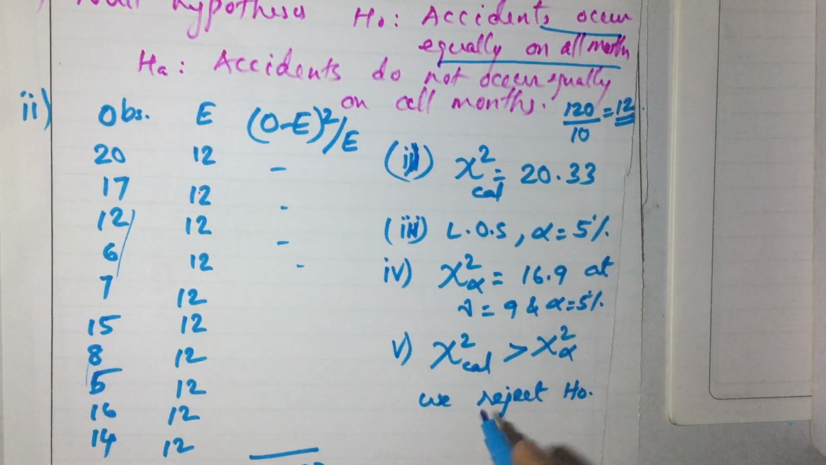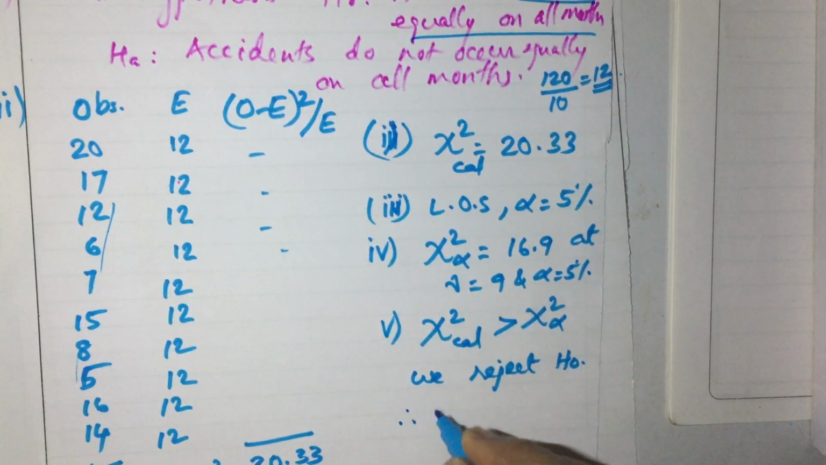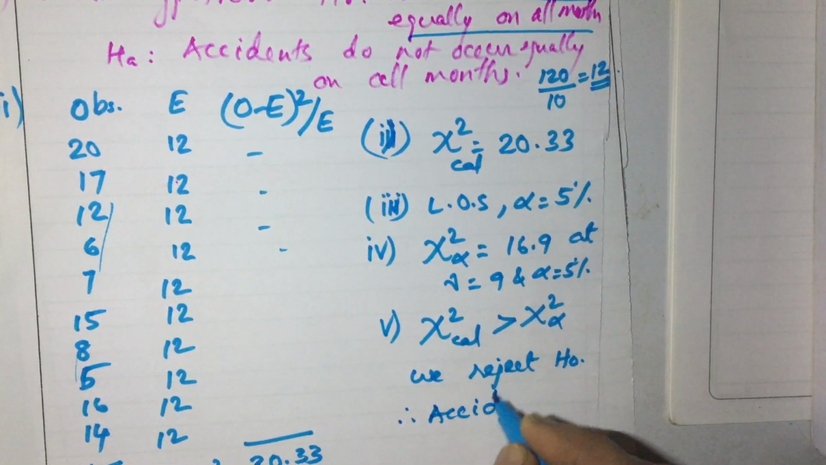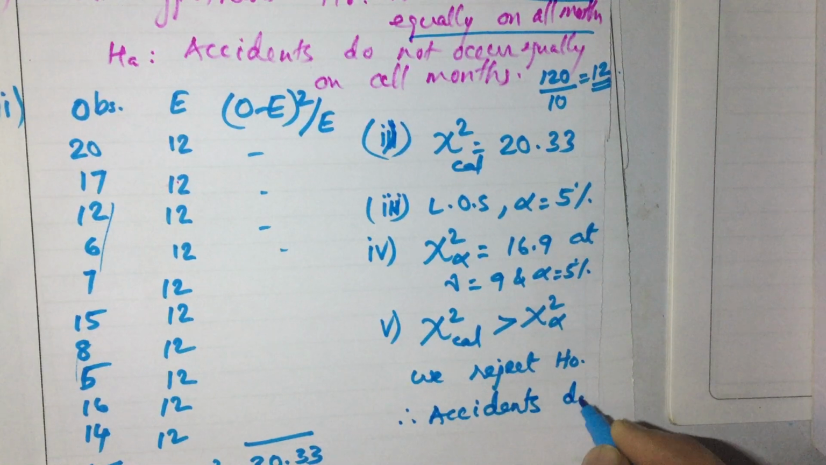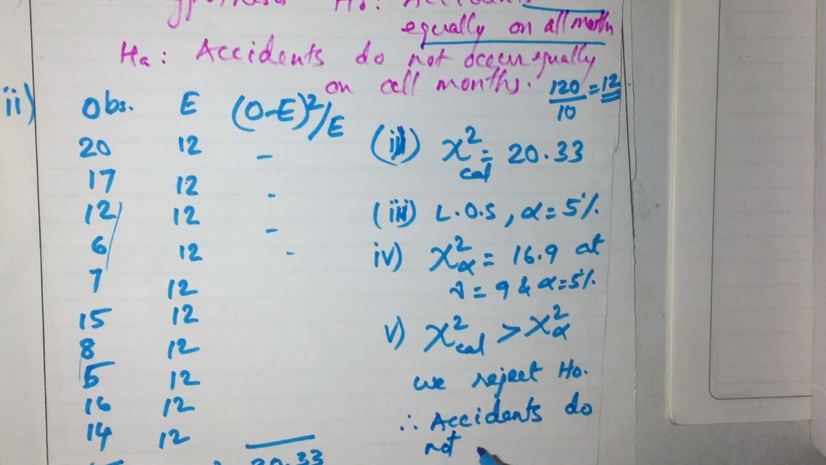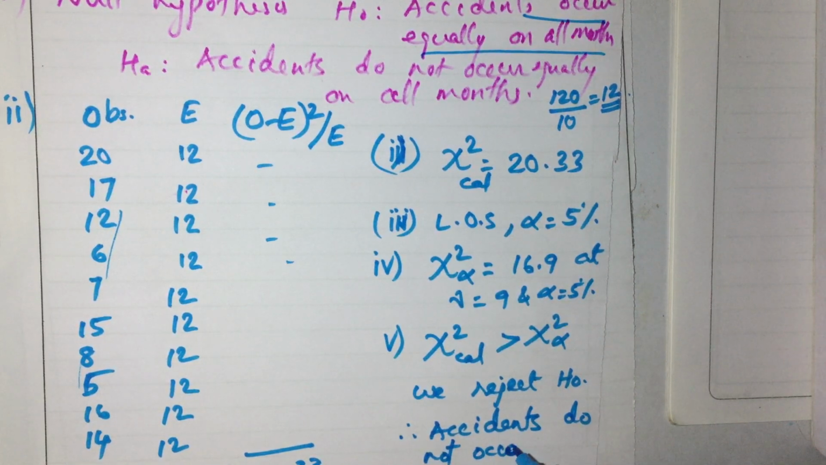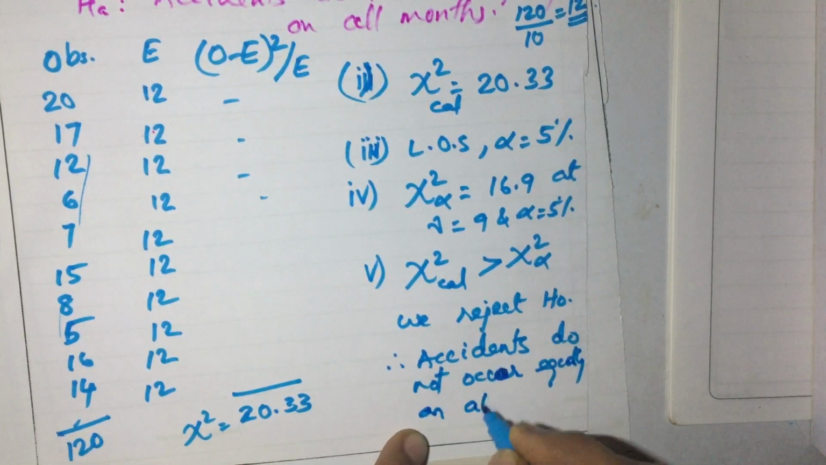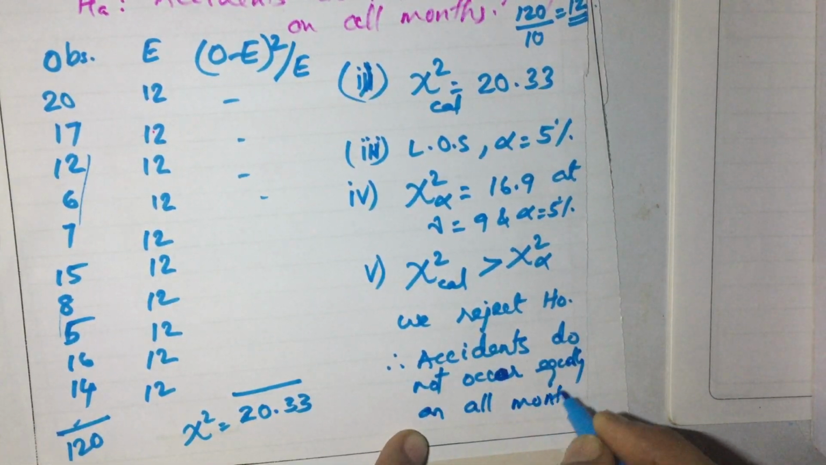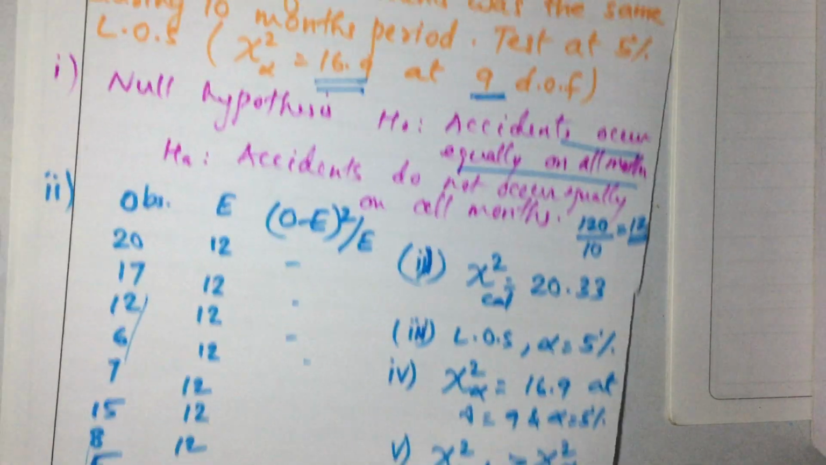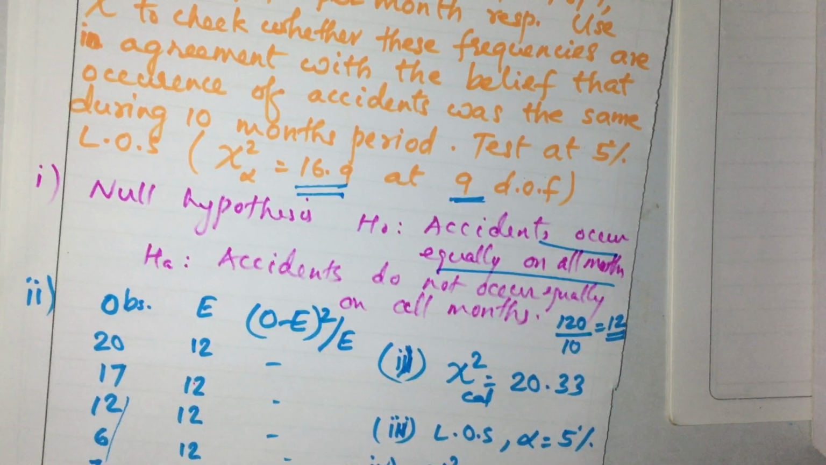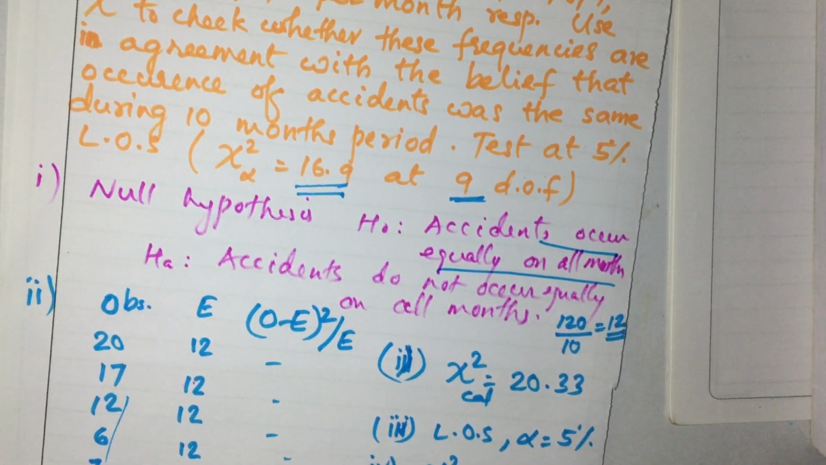Now we reject H0, which means your assumption that accidents occur equally on all months, we reject that one. Therefore, accidents do not occur equally on all months.